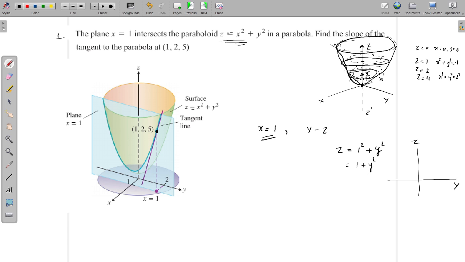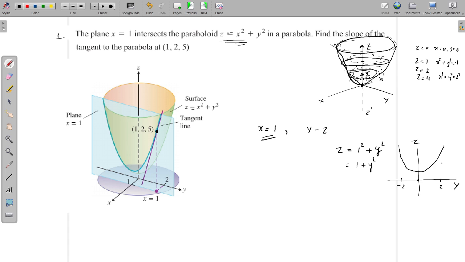For each value of z, we can get two values of y. So here we have -2 and +2. This parabola is at the point y equal to 0, where we can get z equal to 1. So this is the parabola. This is that parabola.